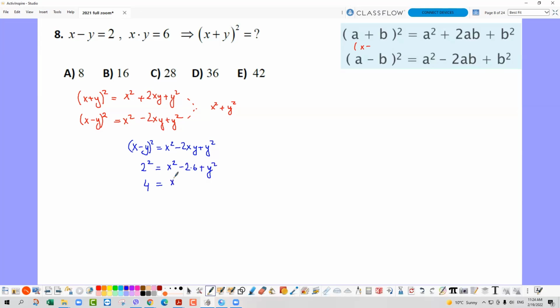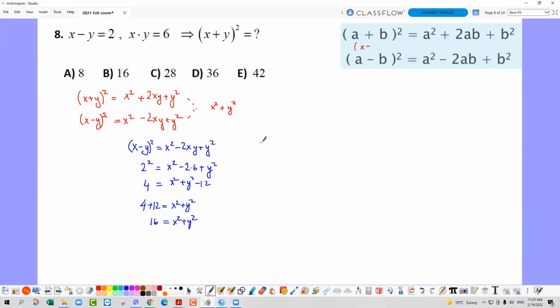Then x squared plus y squared minus 12, it's going to be 2 times 6, which is 12. So 12 goes to the other side: 4 plus 12 is equal to x squared plus y squared. And here it's going to be equal to 16. So 16 is equal to x squared plus y squared.